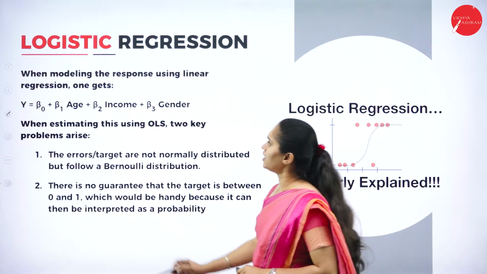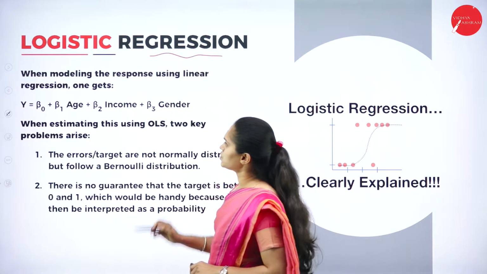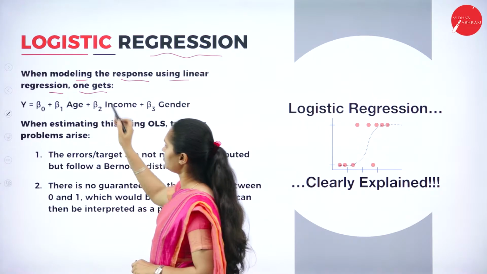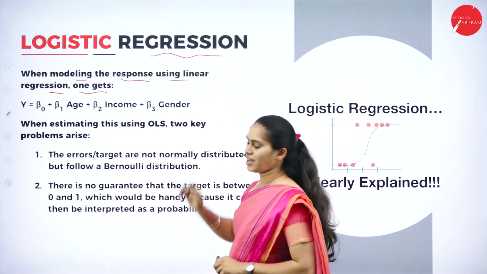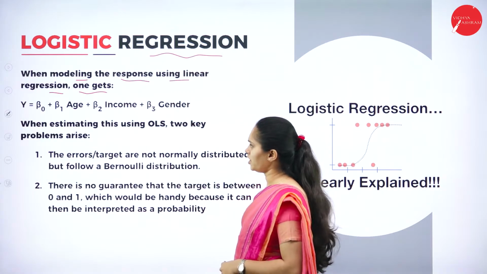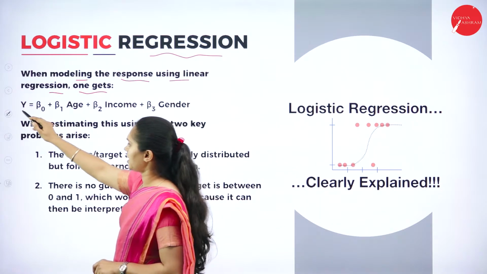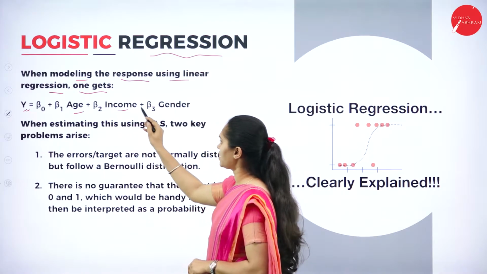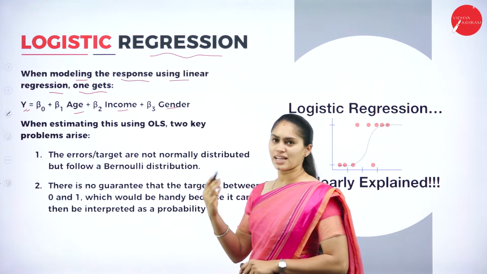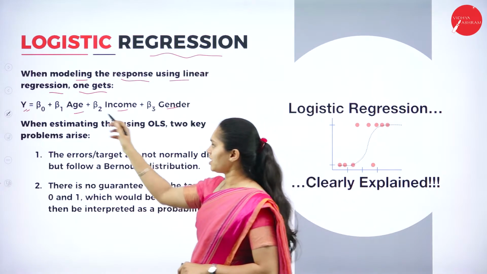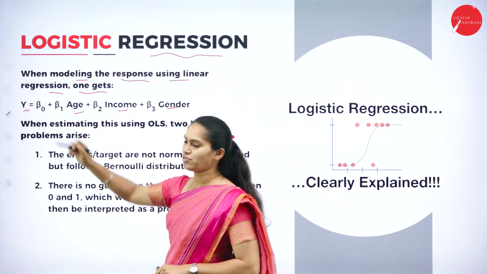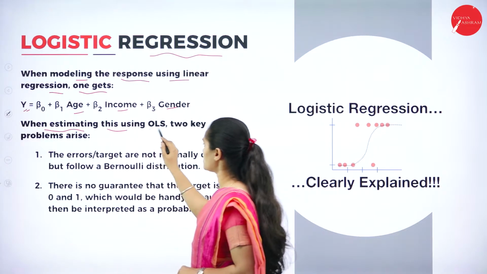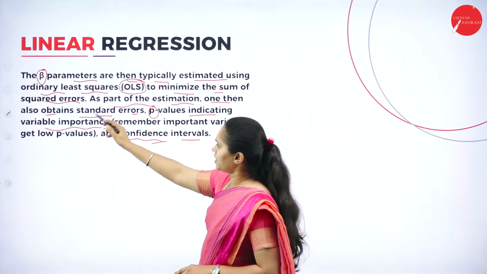We'll see about logistic regression. When modeling the response using linear regression, we get an equation like y equals b0 plus b1 age plus b2 income plus b3 gender. Here they are taking three categories and giving the parameters as b, and we find the target variable, estimating this using OLS, that is ordinary least squares.